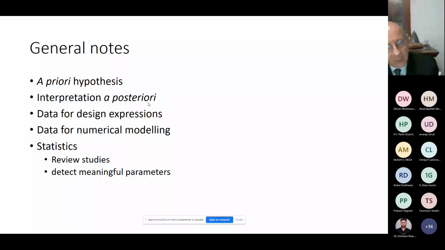Another thing is you need data for numerical modeling. This is a very important thing, especially, for example, shaking table tests provide very valuable information for numerical modeling, because it's the only way that you have real data that you can confront your models with reality. And if you are taking your research truly seriously, you need these models, but you need to be sure that they represent reality.